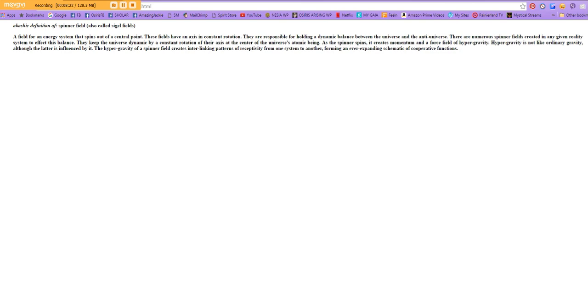So, what is a spinner field, a Siegel field? Going back up to my Spirit Mythos archive site, the definition of a spinner field, also called a Siegel field: a field for an energy system that spins out of a central point. These fields have an axis in constant rotation. They are responsible for holding a dynamic balance between the universe and the anti-universe. There are numerous spinner fields created in any given reality system to effect this balance. They keep the universe dynamic by a constant rotation of their axis at the center of the universe's atomic being.